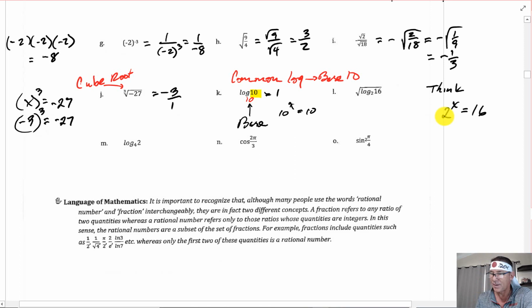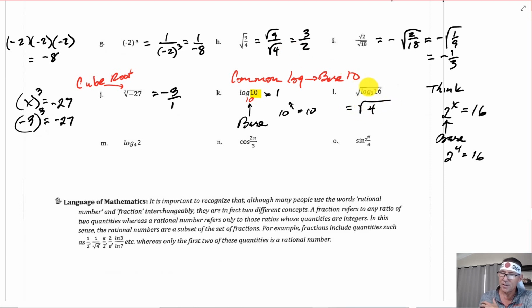You always start off with the base. Obviously 2 to the first is 2, 2 squared is 4, 2 to the third is 8, and 2 to the fourth is 16. We know 2 raised to the fourth is 16. So the log itself is equal to 4. What I just did is evaluate the log: log base 2 of 16 is 4, and then you take the square root of 4, and it's 2.